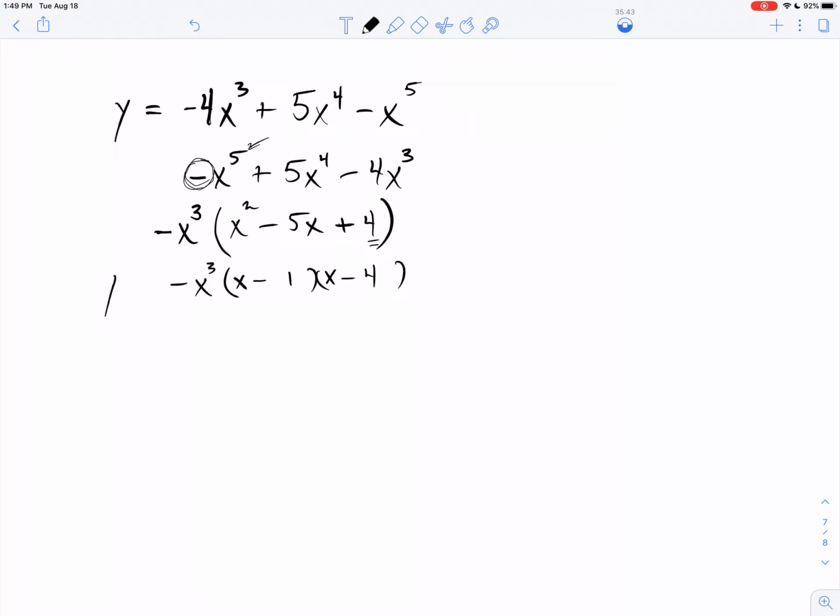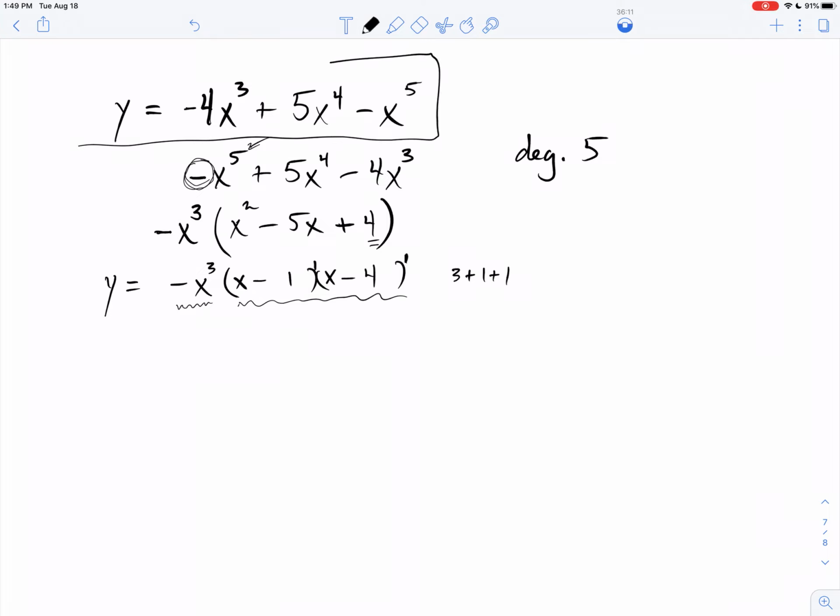I broke it down. I said, hey, let's factor this thing up. I took out the negative high-powered GCF. I was left with a trinomial that factored into these two components. There's a 1 here. There's a 1 here. 3 plus 1 is 5. This thing is degree 5 if I add up their powers here. Or if I look at the original problem, in the original, the highest power tells you what the degree is.